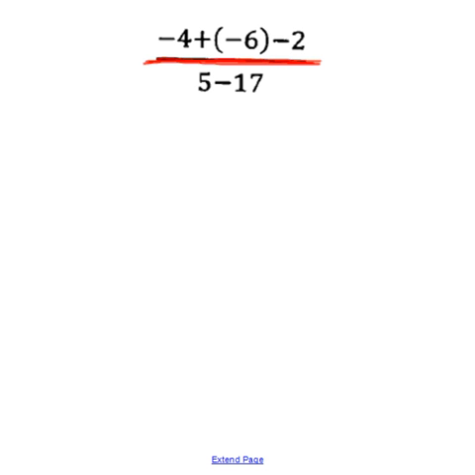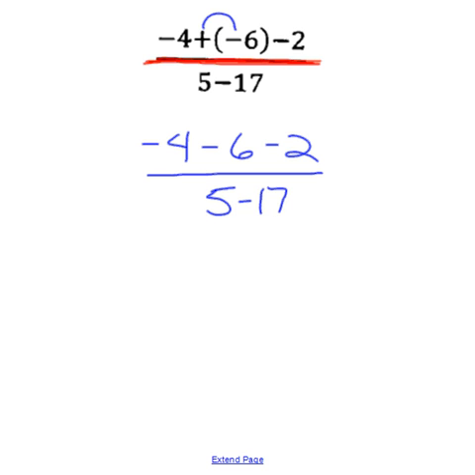So let's work the top first. First thing I want to do is take care of that double sign. So there are different signs, that's going to become negative. So it's minus 4, minus 6, minus 2, divided by 5, minus 17. Now on the top, I'm just going to go straight across, because it's all just subtraction. So negative 4 minus 6 is negative 10, minus 2 is negative 12. 5 minus 17 on the bottom is negative 12, so the whole thing is equal to 1.